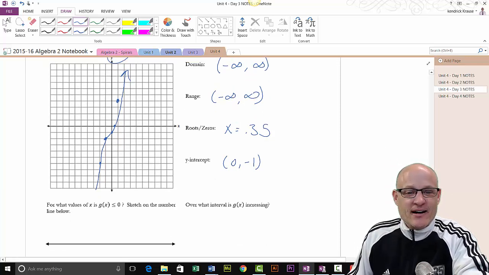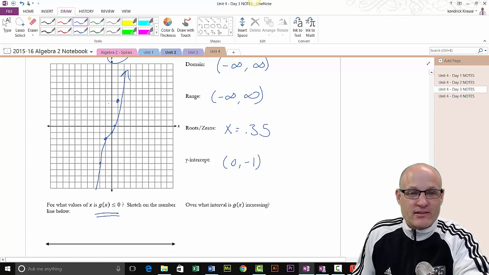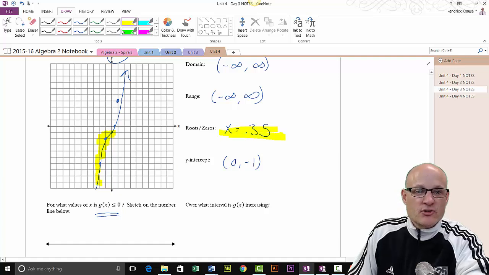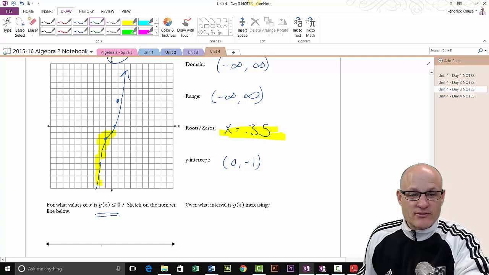All right. Sketch this on this number line below where it is less than 0. Remember, less than 0 means below the x-axis. So we're looking at all of this stuff down here. Well, that's anything that's less than this x-intercept. So in this particular case, we're going to go less than or equal to 0. So let's go 0. There's 1. And so 0.35 will be here. And I want anything less than that.